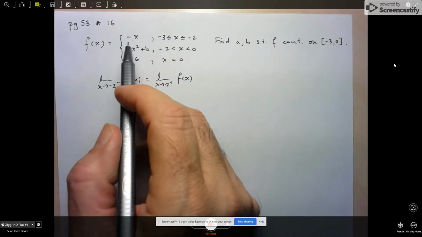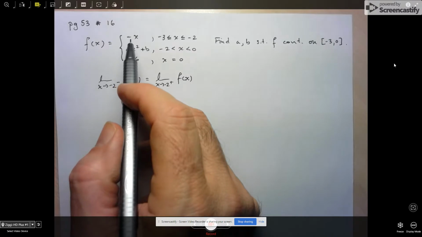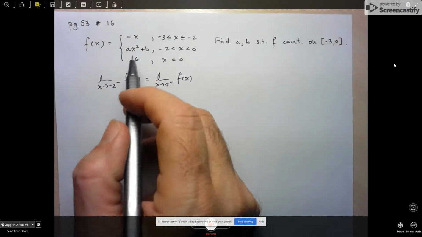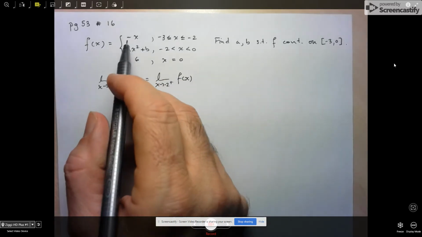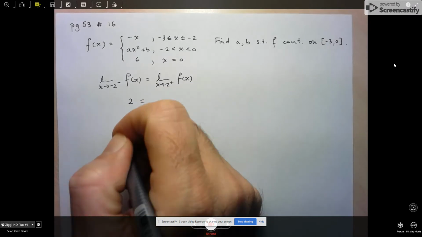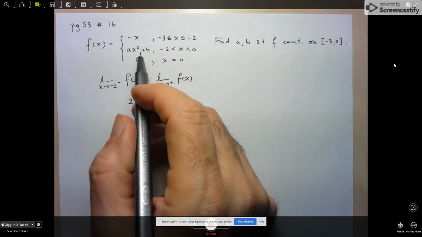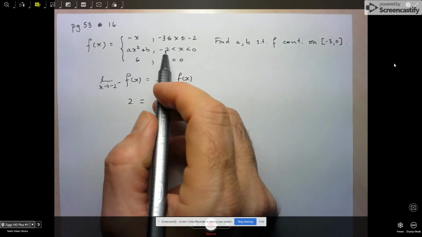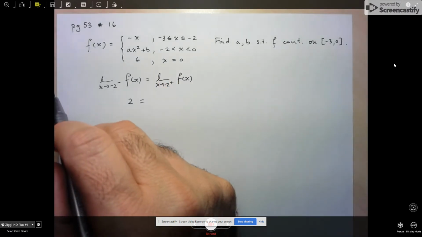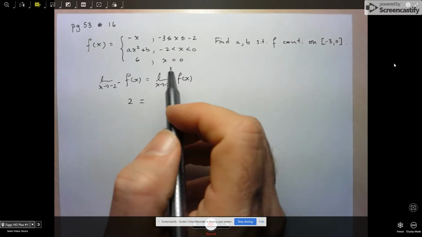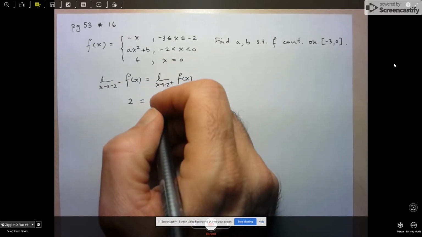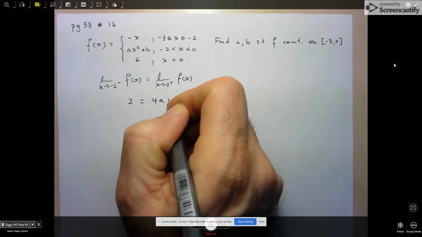Now here, again, like we said, this is just a continuous function everywhere. So when we're finding this limit, we can just input the number. So -2 gives us 2. And same thing on the right, even though it's not defined at -2, the limit will exist since this is a quadratic. So I can just input -2 into here. So -2 squared is 4. So I end up with 4a plus b.